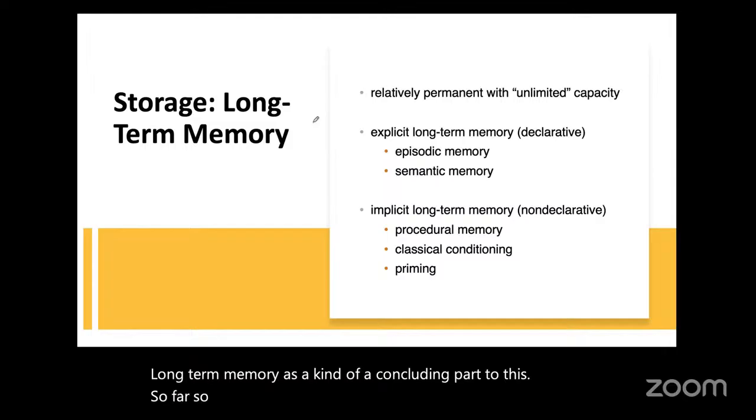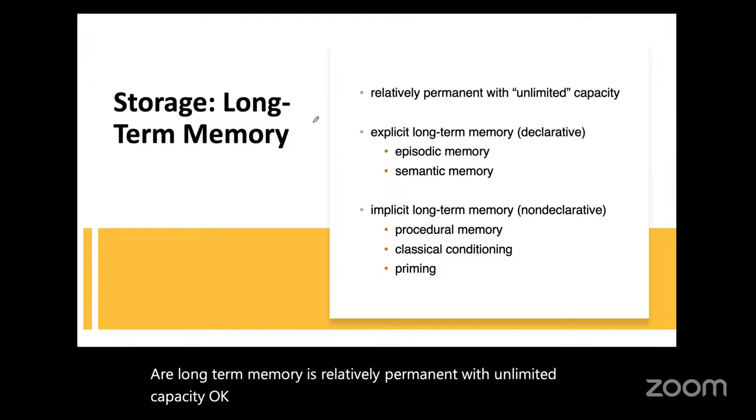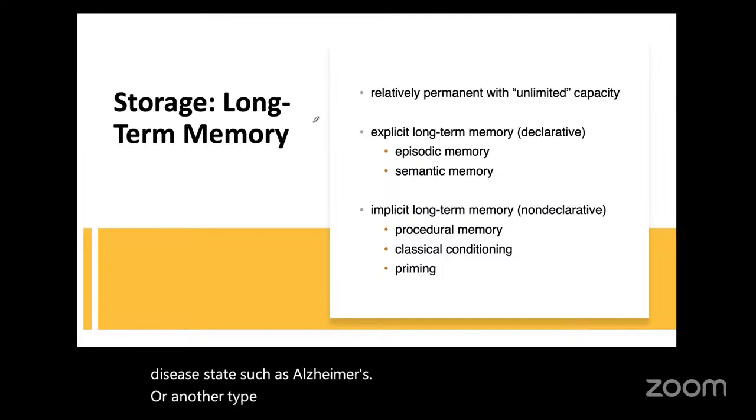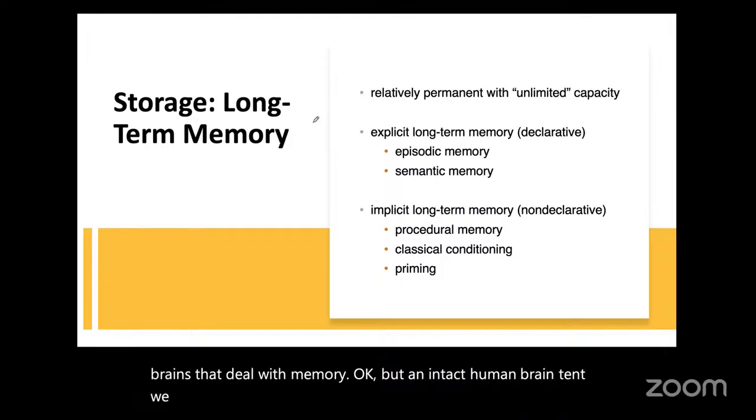So far, believe it or not, our long-term memory is relatively permanent with unlimited capacity. That is to say, unless it is destroyed by some disease state, such as Alzheimer's or another type of dementia that physically destroys areas of the brain that deal with memory. But an intact human brain, we think, has an unlimited capacity.